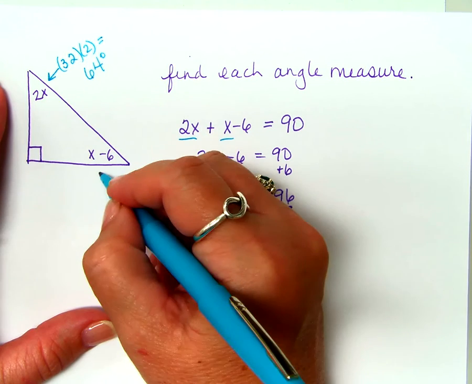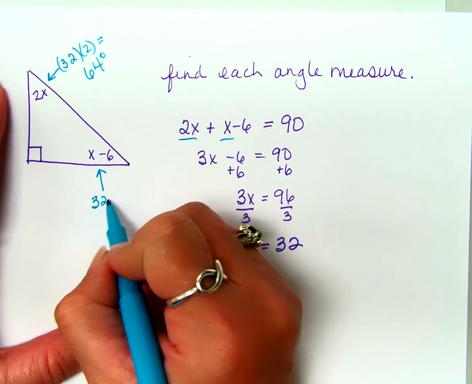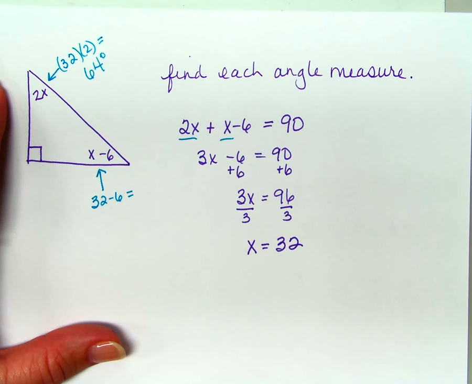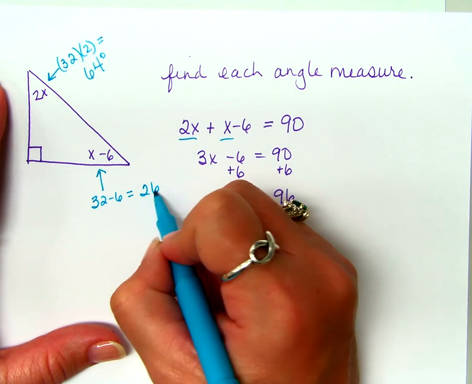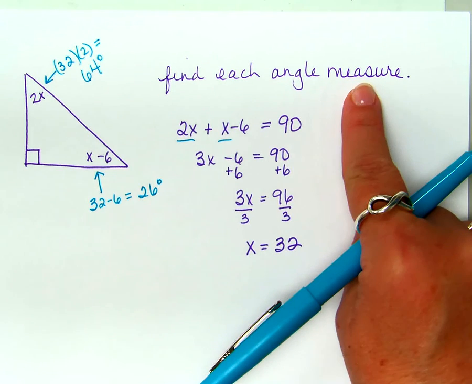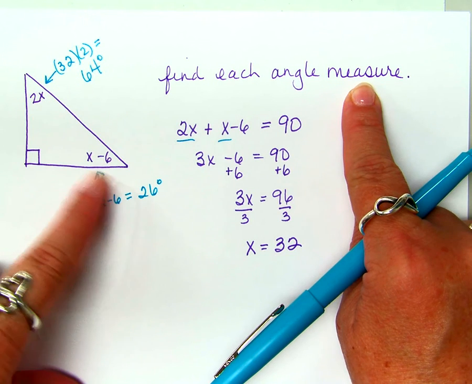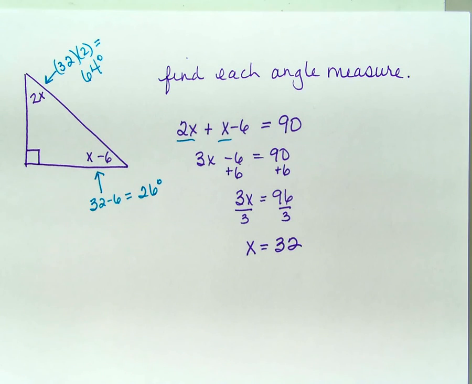How do I want to figure out this one? 32 minus 6. And what's that? 26. Now are we done? Find each angle measure. Okay, I knew this was 90. I figured out that was 64. I figured out this was 26. Yes, I'm done. Okay, you have any questions?